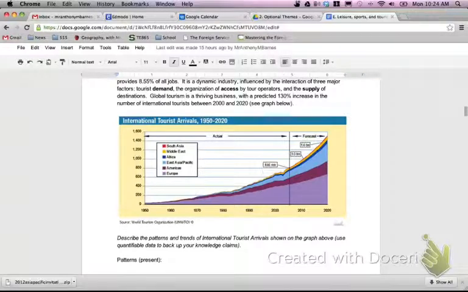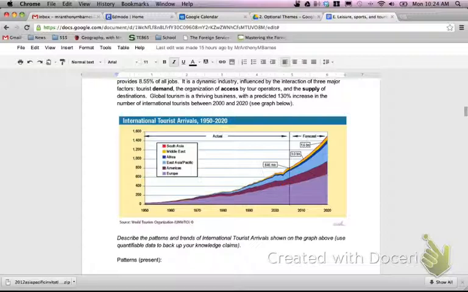Okay, so the graph on the screen shows international tourist arrivals between 1950 and 2020. It is a little bit deceiving because, as you can see, Europe looks like they have the least amount at approximately 400 million arrivals in 2006, let's say. Okay? But what it's actually showing is not how Europe has the least amount here, but instead how Europe owns the largest share of tourist arrivals.